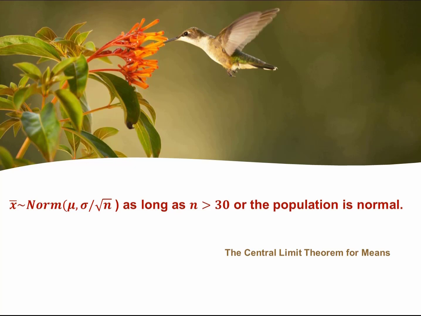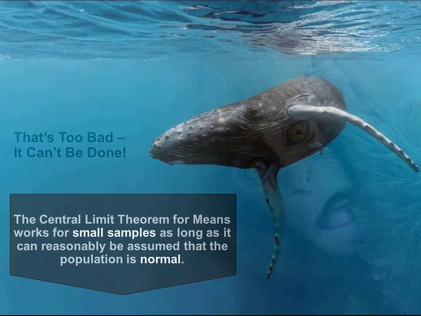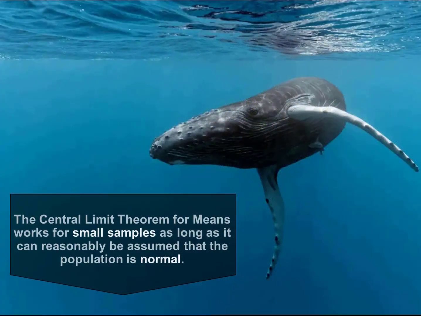But sometimes we're stuck with small samples. When this happens, we can either throw up our hands and say, "That's too bad, it can't be done," or we can explore other ways to proceed. The central limit theorem for means works for small samples, as long as it can be reasonably assumed that the population is approximately normal. So how do we go about making this assumption?